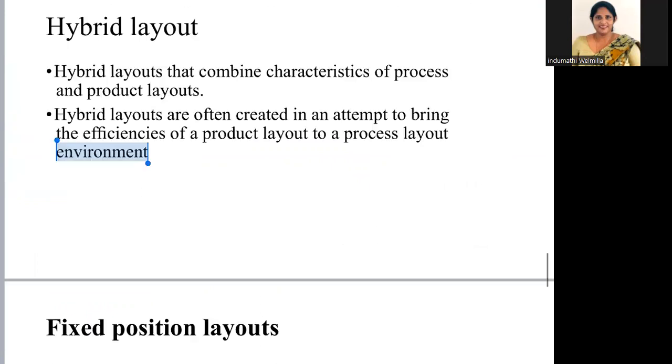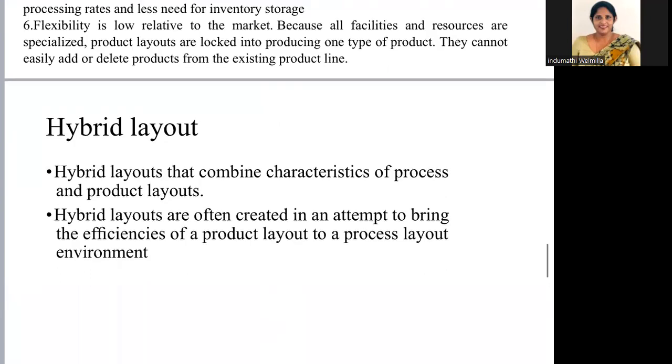Then next we can move to the other type of layout pattern. Fixed position layout, so we move to the hybrid. Now we move to hybrid layout. This hybrid layout also has another name. Hybrid layout is also referred to as a cellular layout or group technology layout.